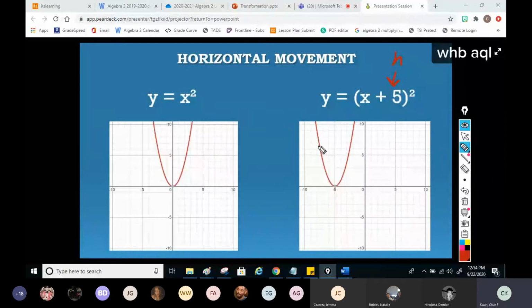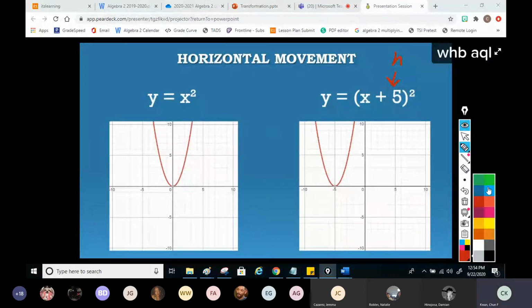And then once again, we compare it with the parent function. You will see that the positive sign is going to shift the graph 5 units to the left, okay? The positive tells you that it goes to the left. And then the 5 tells you that it shifts 5 units to the left. So make sure you memorize it. Positive means to the left.